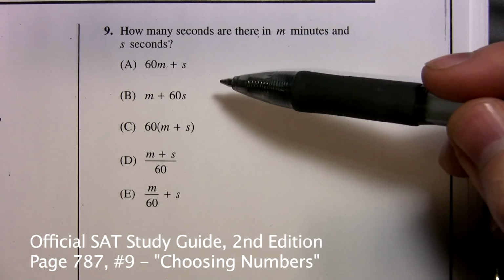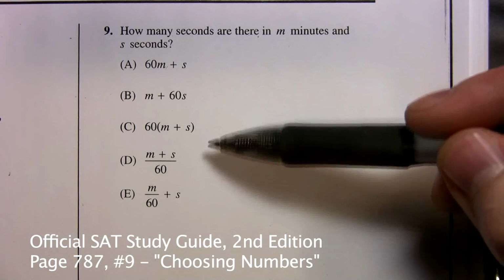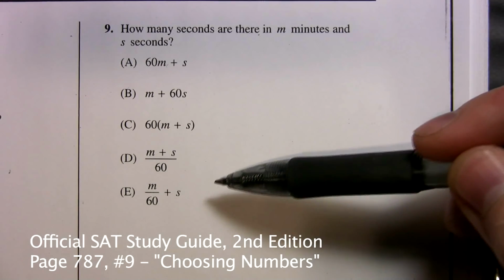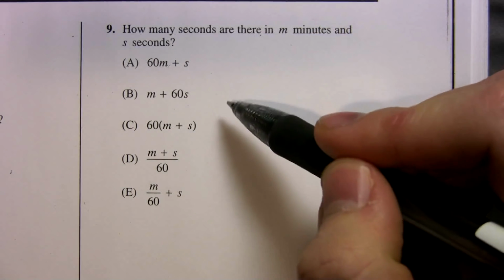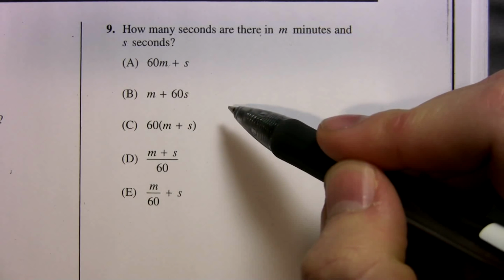On the SAT, you're going to get a lot of questions with variables in the answer choices. And a great strategy for you to use, especially when you have no idea how to do the problem algebraically, is to choose numbers. So we're on page 787. This is number 9, and let's read it.